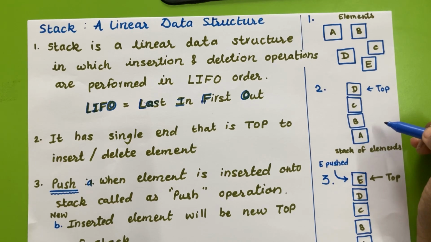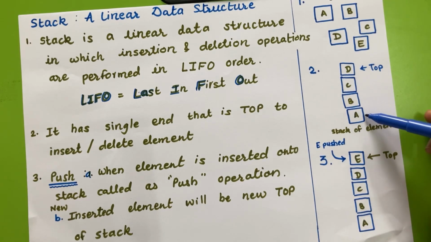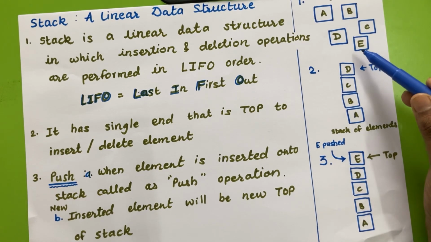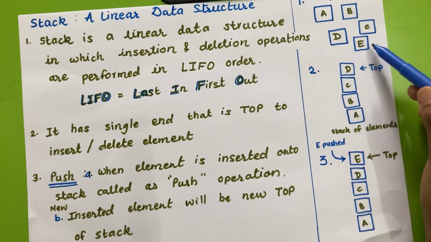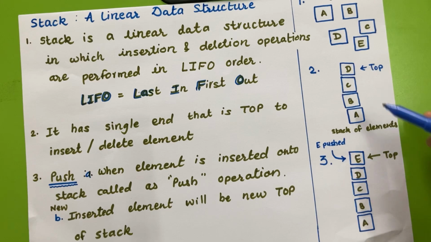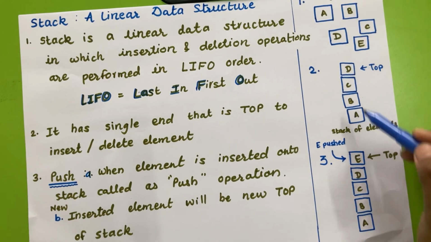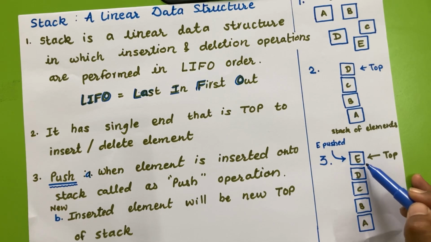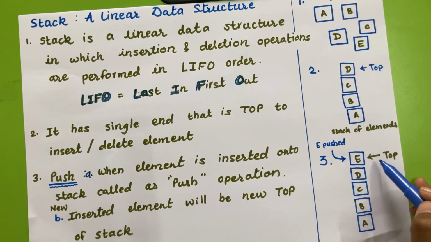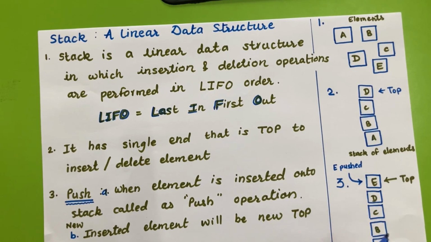Suppose we have these 4 elements in the stack, and suppose we have inserted a new element, say E, onto the stack, then the top of the stack will be the newly inserted element. Before this E, the top of the stack was element D, and after insertion of E, the top of the stack becomes element E. So let's start to introduce the stack linear data structure.